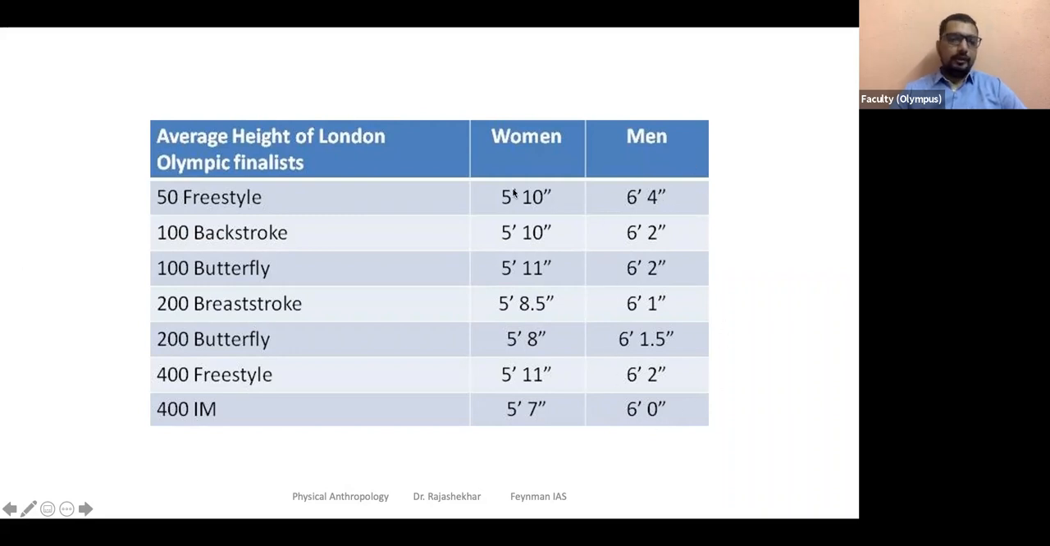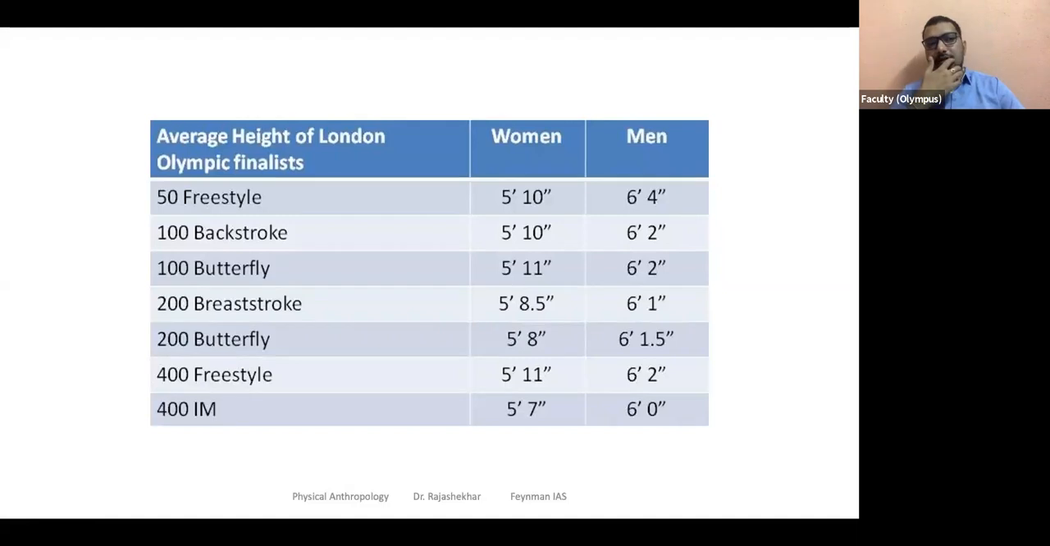And women, of course, tend to be different given the gender differences we normally notice. But even there, 5'7" to 5'11" is a very narrow range: 5'7", 5'8", 5'9", 5'10", 5'11". Those people got selected, meaning their height definitely has a positive correlation to their performance. You don't have to memorize all these numbers. Just get the idea that people selected for the London Olympics, both men and women, are all tall, with a slight difference between genders.